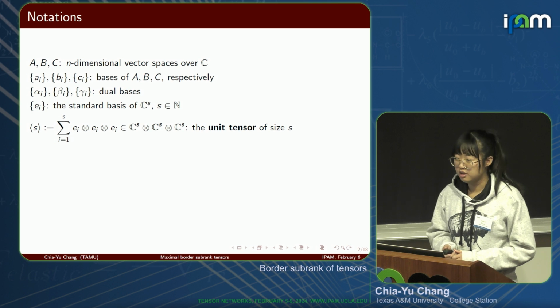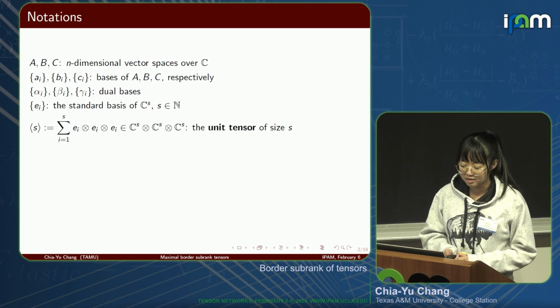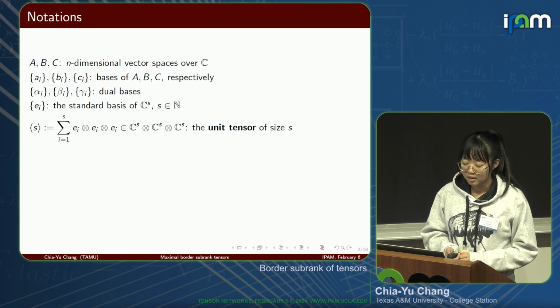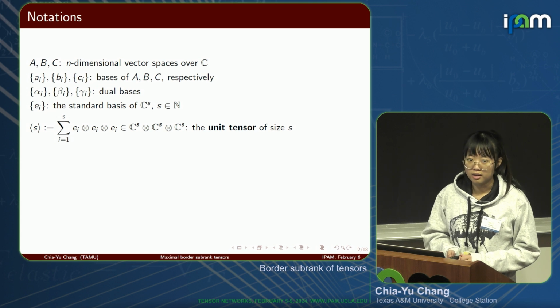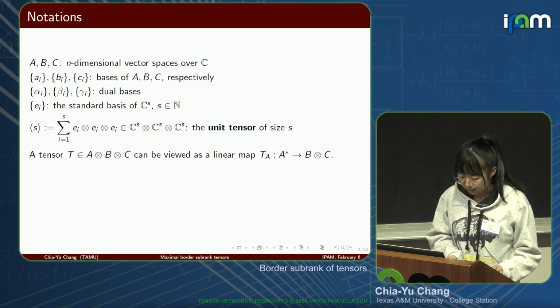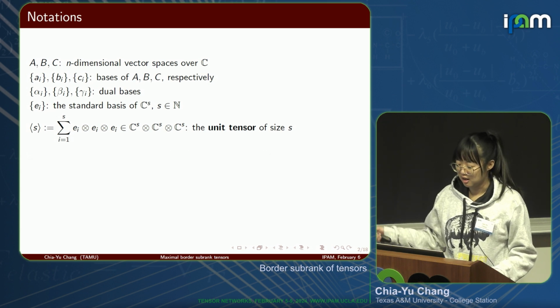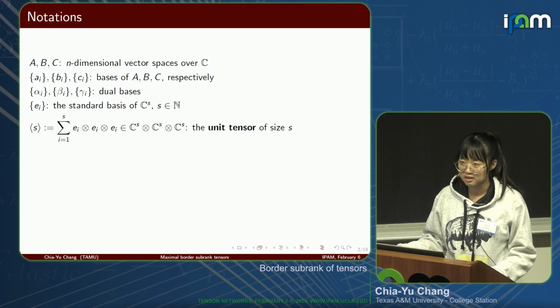Here, the unit tensor of size S is denoted as the sum of rank 1 tensors e_i tensor e_i tensor e_i in the space C^S tensor C^S tensor C^S. And this unit tensor has cost equal to S, and the value is also equal to S.